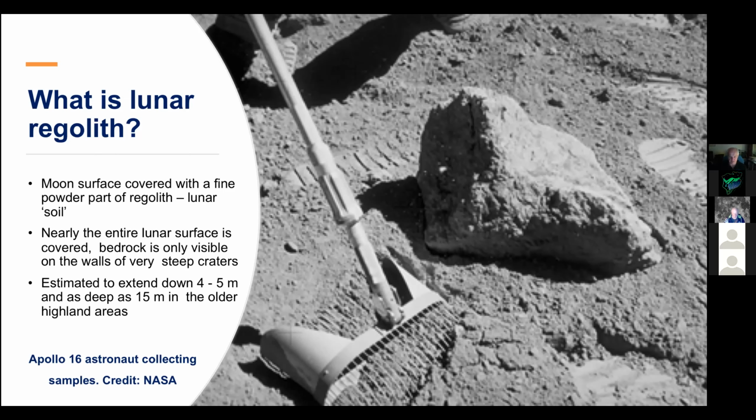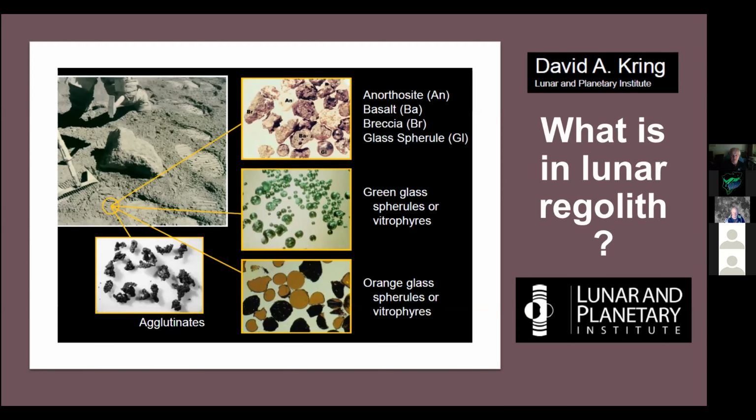And these pictures taken from Apollo 16, and again, a wonderful picture of an astronaut here with a rake collecting samples. So this is a little bit of a breakdown here from David Kring in the LPI on what is lunar regolith. And it's composed of all sorts of molecules. And again, for the geochemists amongst you, you'll know this much better than me. But agglutinates, orange glass spherules or vitrifiers, some green glass here, some anorthosites, basalts, breccia, and glass spherules.